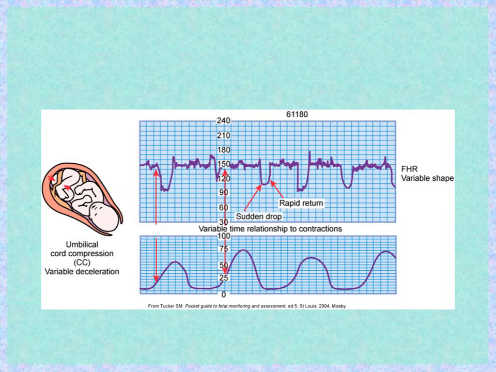This indicates a repeated cord compression and can be seen in situations where the cord may be wrapped around the neck, arm, or other fetal body part. Variable decelerations are most often seen in the transition phase of the first stage of labor or the second stage of labor as a result of umbilical cord compression and stretching of the cord during fetal descent.